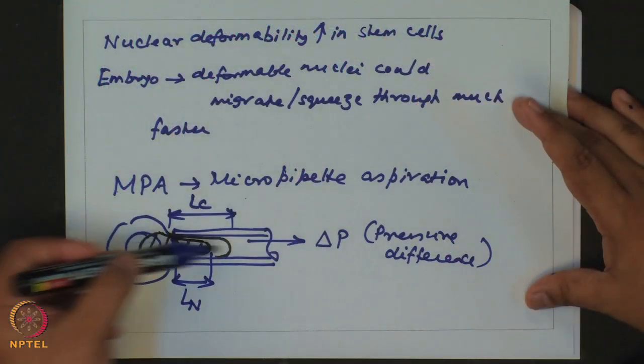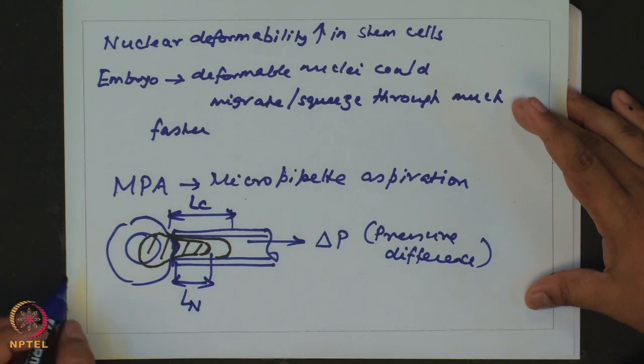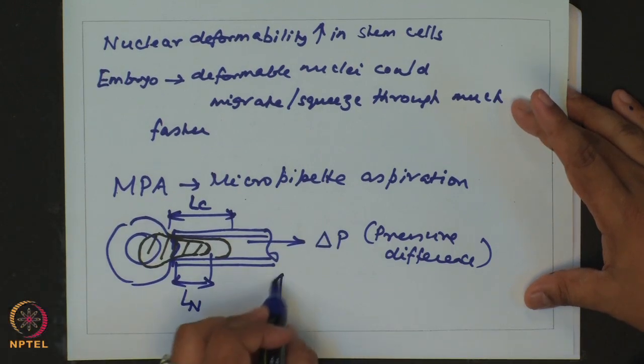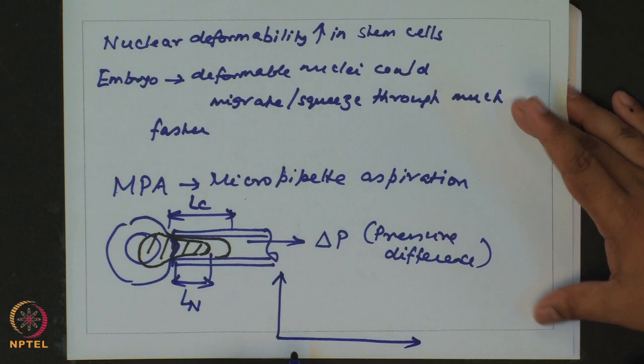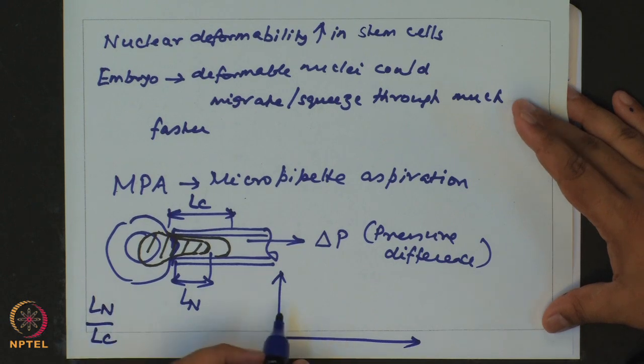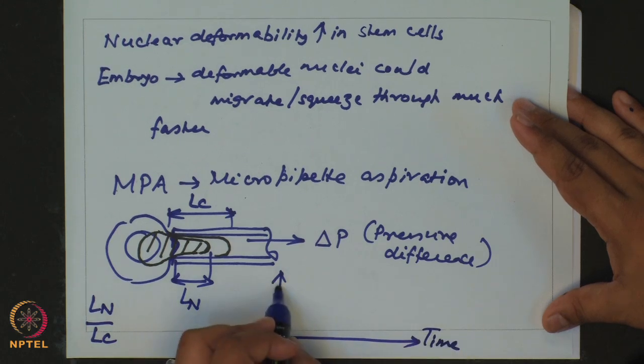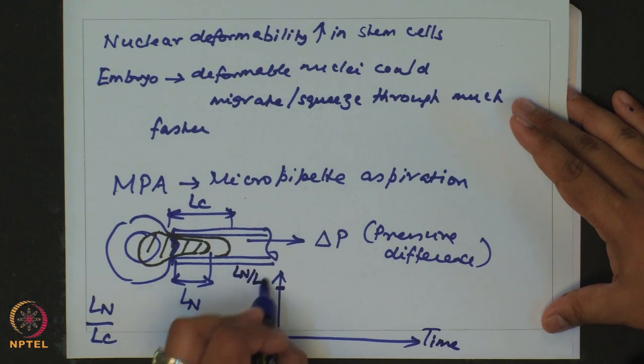This is ideally if the nuclei was more deformable. When you suck, just like the cytoplasm will move in, the nucleus will also move in. Now, the group has tracked this deformability as a function of differentiation. So, you can track the ratio of Ln by Lc as a function of differentiation, and you are plotting Ln by Lc here.